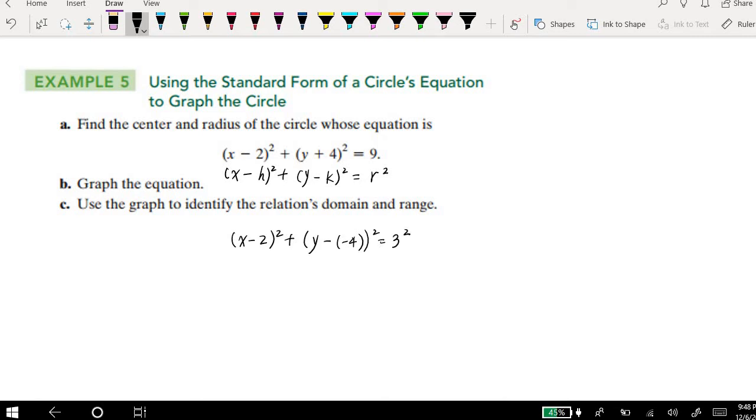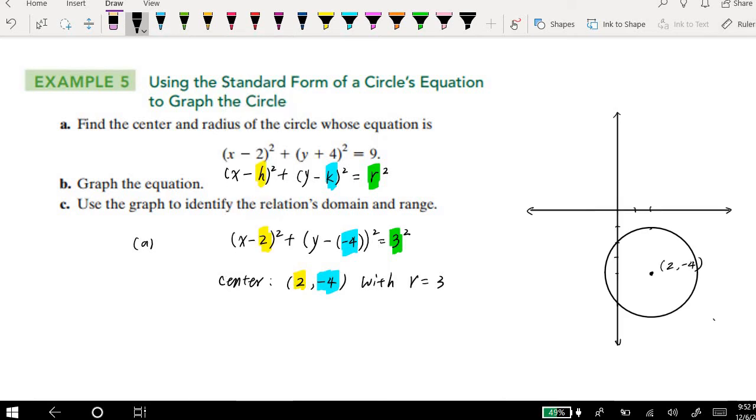Okay, then now we're going to match it. So I can say the center of the circle is (h, k) = (2, -4), with the radius r equal to 3. And then part B is we need to graph the equation. So it's just a circle, so I'm going to graph it on the right side. So that is my final answer for the graphing part.